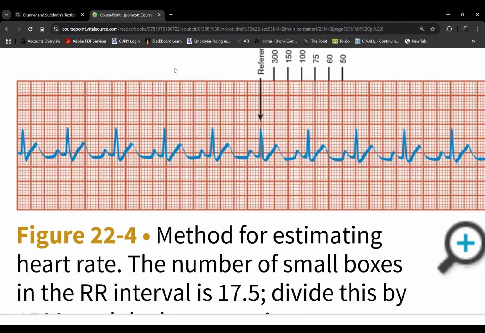Okay, let's continue next week. We don't have time anymore. So we finish counting the heart rate. Next week we'll look at other steps in order to determine a rhythm.